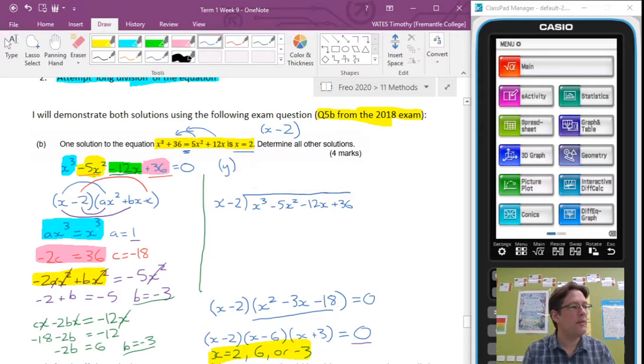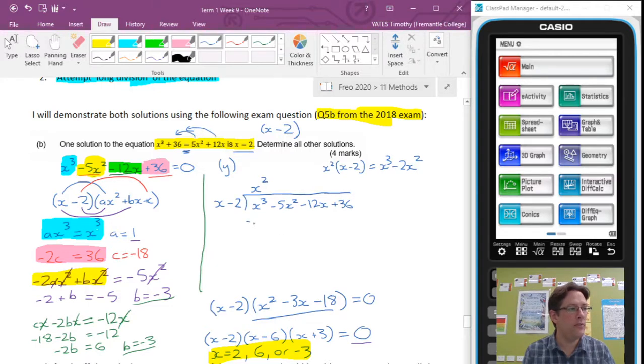Now, what times x minus 2 makes it equal to this x cubed? If I multiply x minus 2 times x squared, I end up with x cubed minus 2x squared. You may want to look up a video on how to do classical long division, but basically if I multiply these two together, I want to subtract off what I get here.